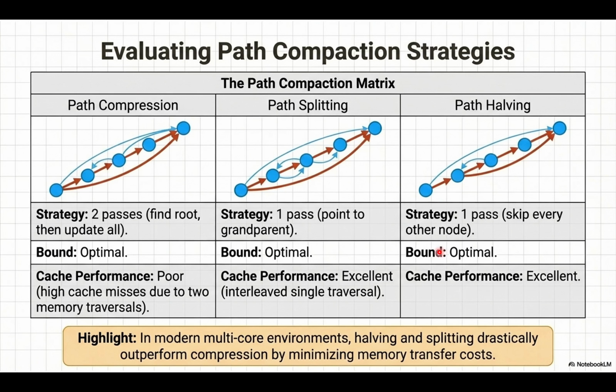Mathematically, it leaves you with a slightly taller tree than full path compression. But physically, because it minimizes cache misses and drastically reduces memory transfer costs, it massively outperforms compression in real-world multi-core environments. It's amazing. The physical architecture of the processor is literally dictating the math. It really is. But eventually, even with clever tricks like path halving, a multi-core CPU is going to hit a wall, right? If we want to process massive data sets, we have to look at the bottlenecks of the CPU itself.